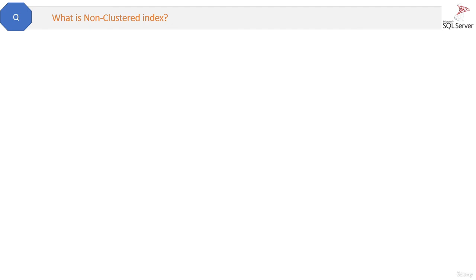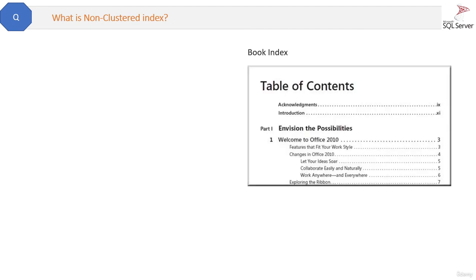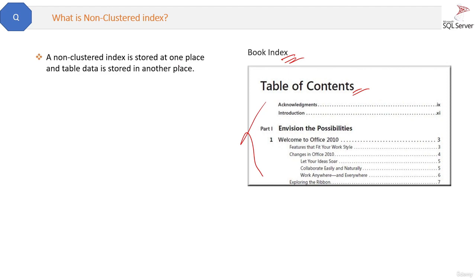What is a non-clustered index? Again, let's see the example first. See, this is a book index which is at the starting of the book, right? But it is not present along with the data, the content. This book index is stored separately from the data, not like the dictionary where the index was also present along with the data. Similarly, a non-clustered index is stored at one place and table data is stored in another place. So this non-clustered index is not physically stored with the data, like in the case of clustered index, where it was physically stored with the data, right?